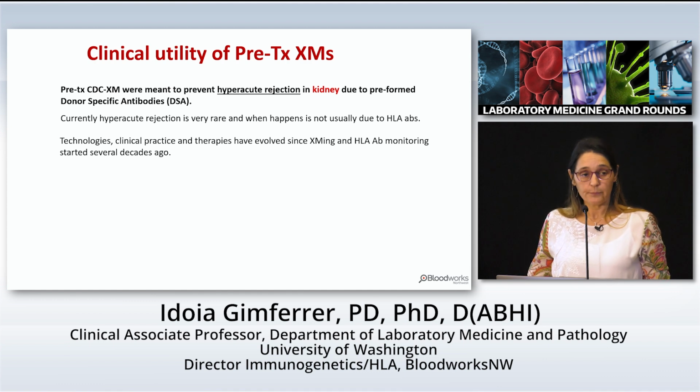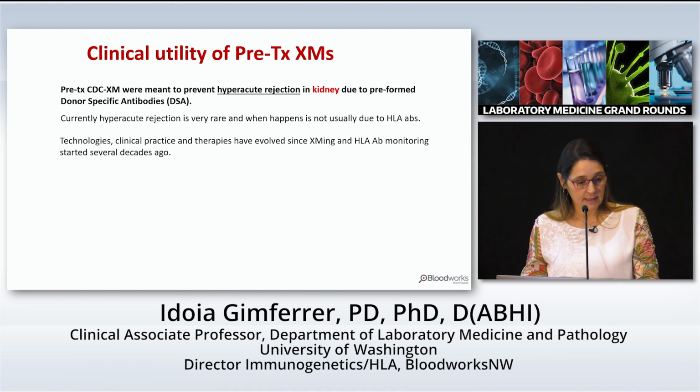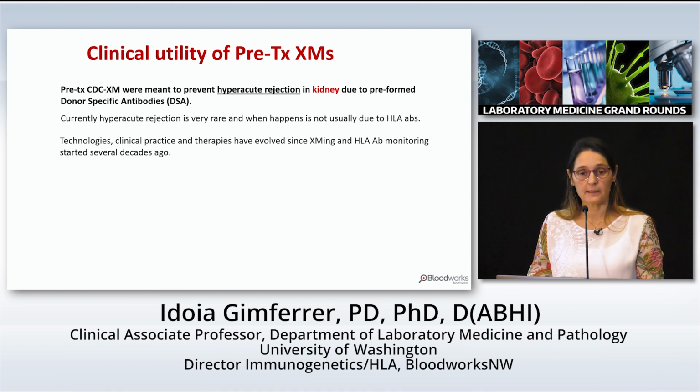The CDC cross-match was implemented in the late 60s, beginning of the 70s, as the gold standard, to avoid hyperacute rejection, and it was only implemented for kidney. And since then, we have to do these cross-matches pre-transplant for a kidney. But currently, we don't have hyperacute rejection anymore. It's very rare, and if it happens, it's not due to HLA, because we already know by LSA, the Luminex assay, if the patient has antibodies or not. So the technology has changed, the cross-match has changed, even the treatment has changed a lot.